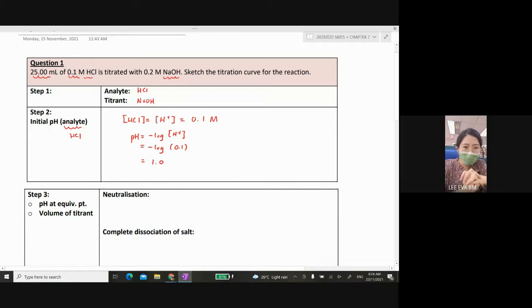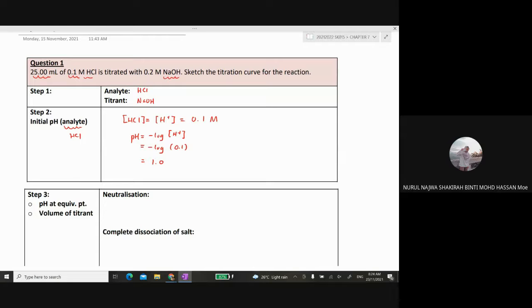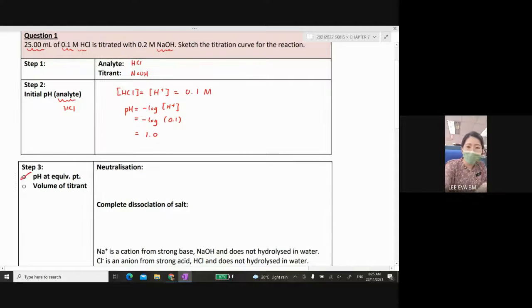Okay, is that clear until step 2? Yeah. Okay. Then we proceed to our step 3, pH value at equivalence point. There are two things to find in step 3. First of all is the pH value. This pH value at equivalence point is similar to our salt. Either you want to find pH more than 7, pH equals 7, or pH less than 7. Of course you can identify that strong acid and strong base produce a neutral salt. So we will get a pH equals 7 at equivalence point. But of course you need to explain. And then the second one will be the volume of titrant. The volume of our NaOH, the titrant.